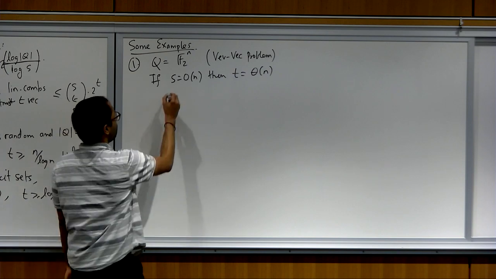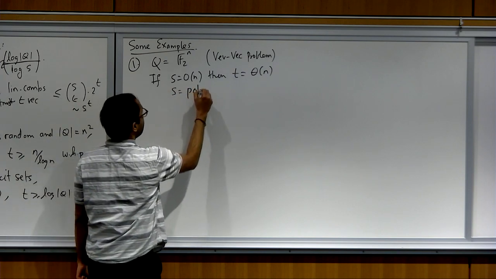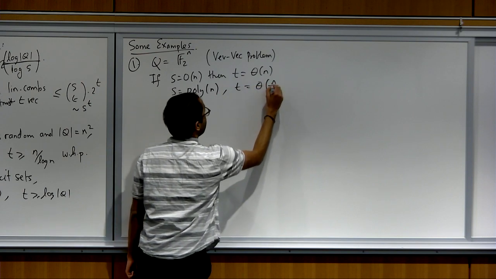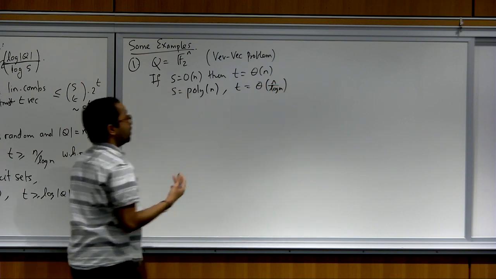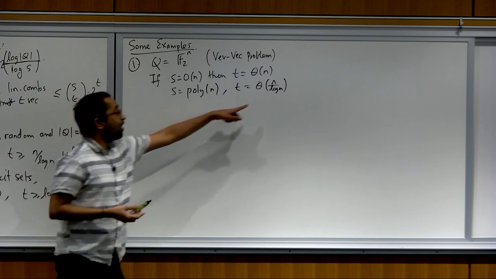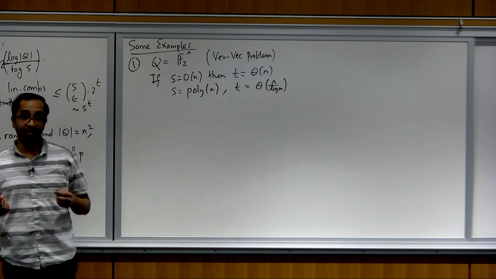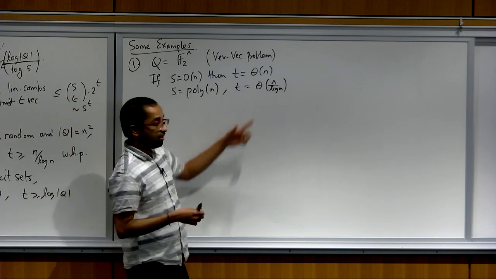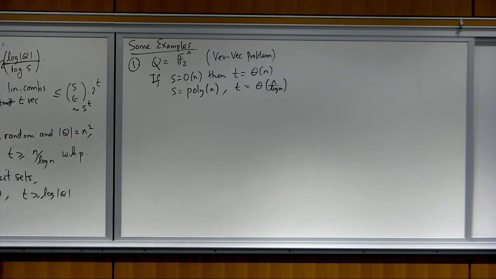Even if you want S to be poly n, then again we know that T is theta of n over log n. So there are upper bounds where you can save a log n factor by storing n cube bits, and we also know a lower bound matching that as well.